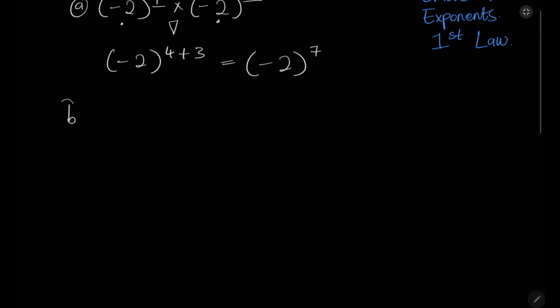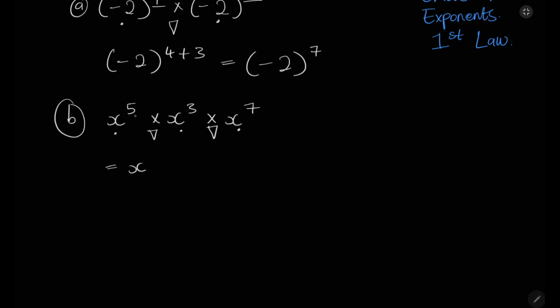Let's try B. Let's do x to the power 5 times x to the power 3 times x to the power 7. How do we solve this? We have to check whether we have the same base. In this case, you have x, x, and x. The x's are multiplied, so the law applies. You write down your base, which is x. Now let's add the exponents. You have 5, 3, and 7, which is 5 plus 3 plus 7, which is x to the power 15.